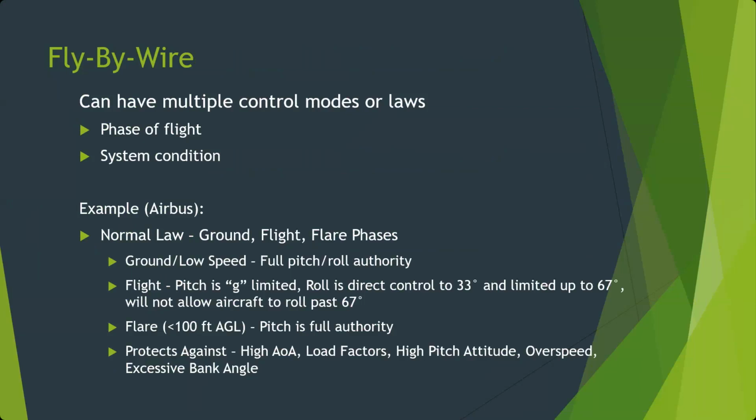So normal laws, when everything's working right and we're on the ground or in the flare phases, so ground and low speed, we get full pitch and roll authority. But once we're up in flight, the pitch becomes G limited. G limited means if I go into a dive on an Airbus and I pull all the way back to pull out of the dive, it's not going to pull out so strong or so hard that the wings are going to snap off or the tail is going to snap off. It's going to try to keep the airplane within its normal G envelope.